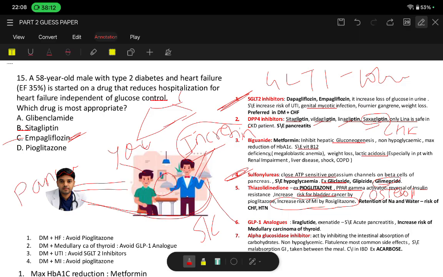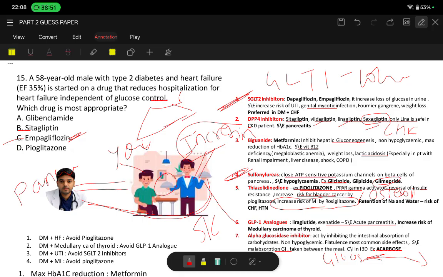Next one is alpha glucosidase inhibitors. All our other drugs act on the pancreas or the liver, but these guys are not acting anywhere. They just inhibit the intestinal absorption of carbohydrates. Meaning whatever food you are eating, the glucose is not going to be broken down or absorbed. It will go directly to the stool. So there will be malabsorption. Examples: acarbose, voglibose.